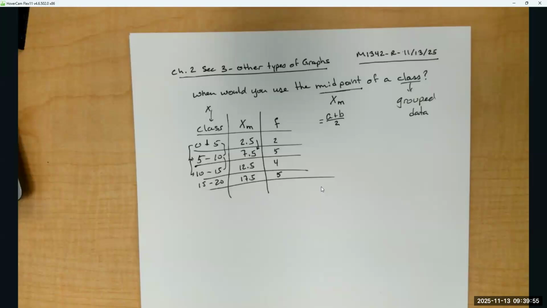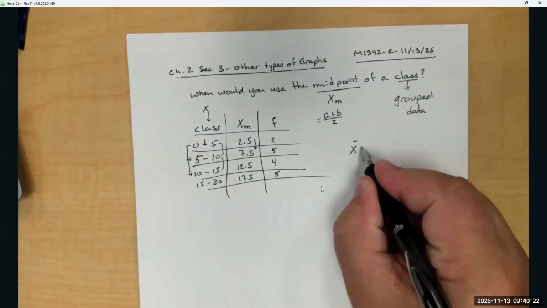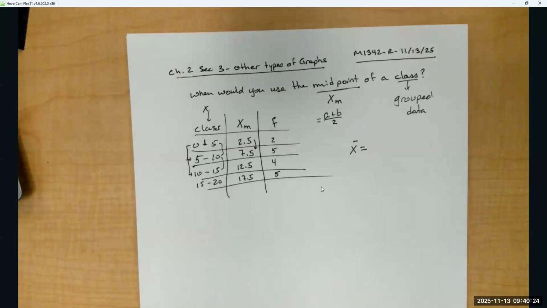So why would we need to have the midpoint? In a sense, yes, but not exactly right. But you're right. I mean, it is one of the side effects. How do we find the mean of this data set? If we have intervals, how would you find the mean? What is the formula for the mean?